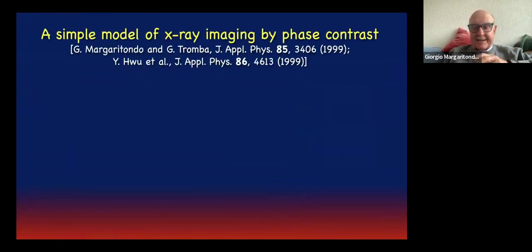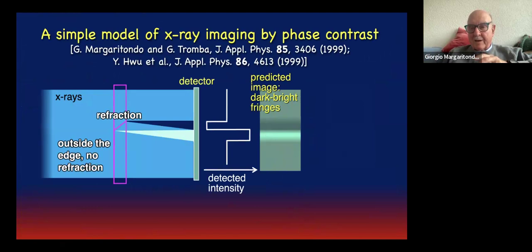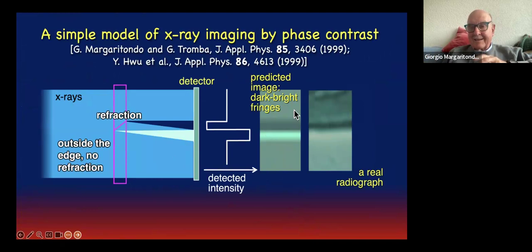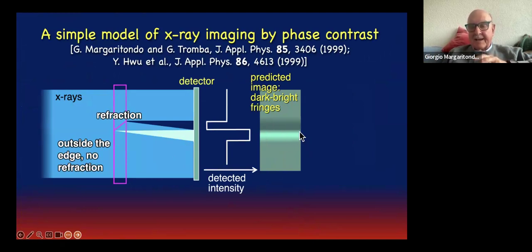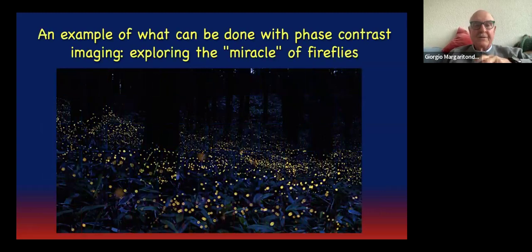You can understand this phenomenon in a very simple way. Let me just propose to you this possible simple model, but I will not go into the details. I'd like you to look at that if you're interested. But basically, in this way, you can understand the formation of fringes in images like that. This is the predicted couple of bright fringes, and this is a real experiment. Okay, so we can now go into what you can do by using phase contrast imaging.